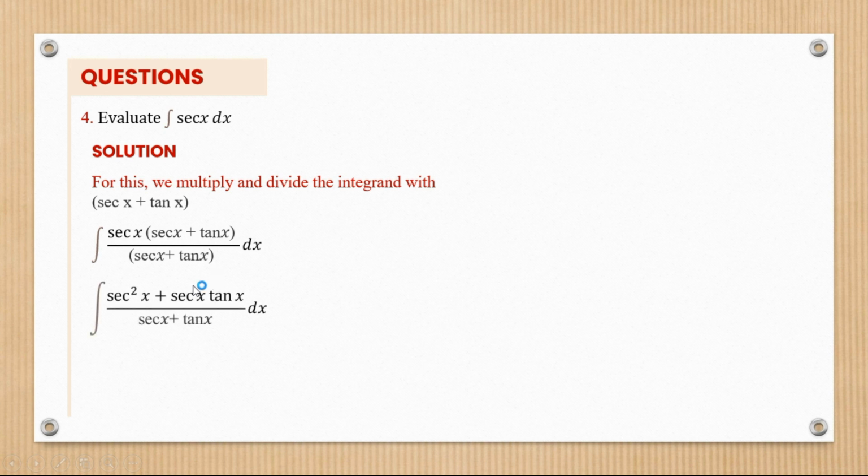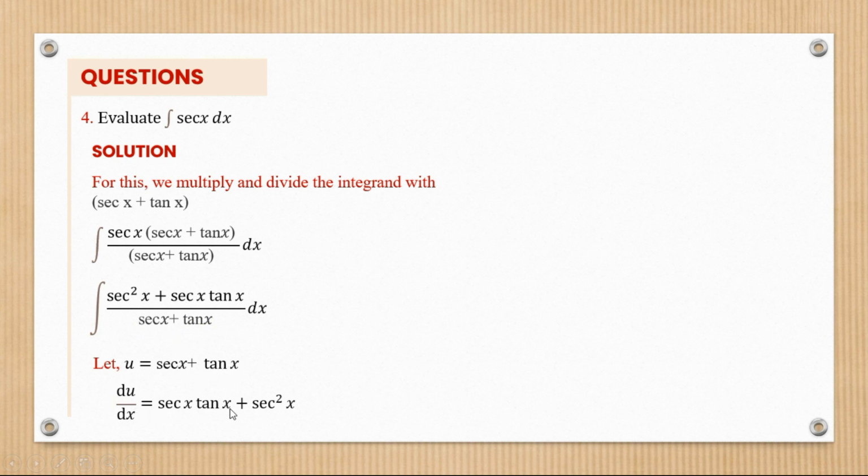Now we can clearly see that we can multiply this sec x inside these brackets and we'll have sec squared x plus sec x tan x. And now that we have this, we can get a value that will cancel out with something in the numerator. So now clearly we can let u be equal to sec x plus tan x. So actually we've let u be equal to this numerator value, which is sec x plus tan x.